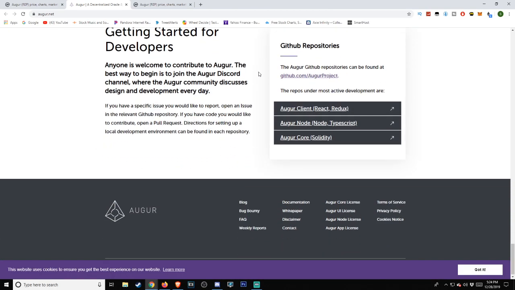Anyone is welcome to contribute to Augur. The best way to begin is to join the Augur Discord channel, where the Augur community discusses design and development every day. If you have a specific issue you would like to report, open an issue in the relevant GitHub repository. If you have code you would like to contribute, open a pull request. Directions for setting up a local development environment can be found in each repository.